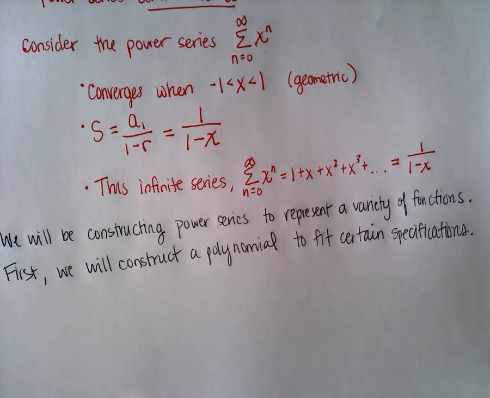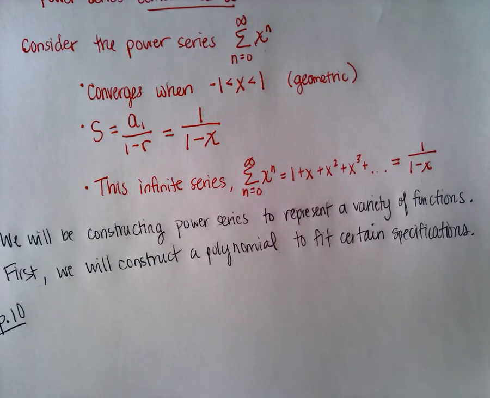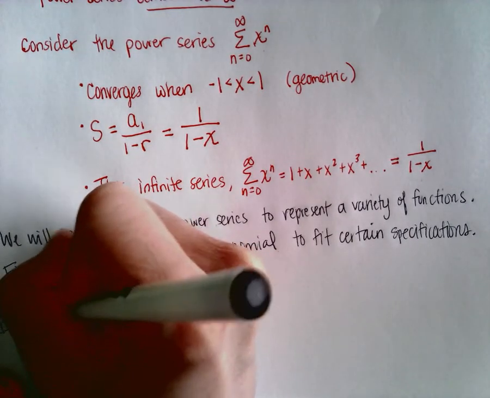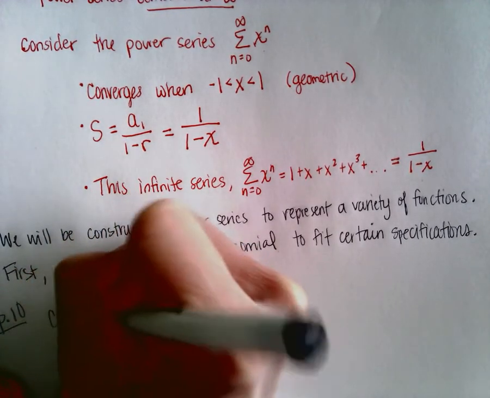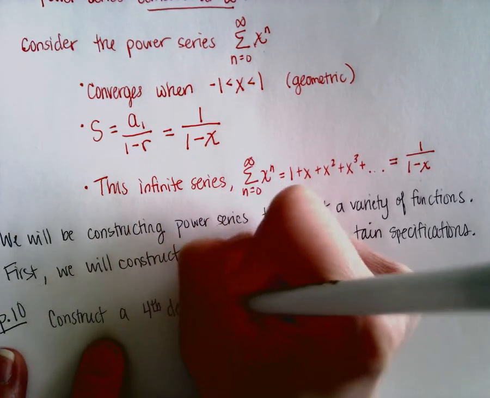This is actually the example that's on page 10. So I'm going to write out the directions though. Construct a 4th degree polynomial.